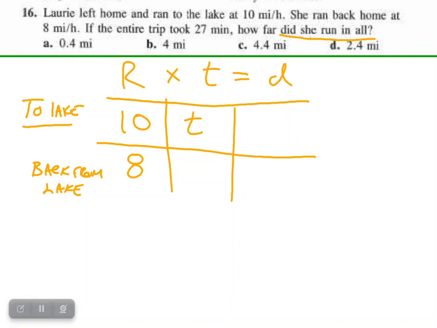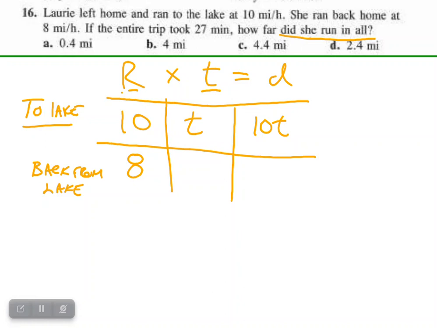All right, and do I know the distance that she traveled? 27. No, not 27. That's 27 minutes in total. Do I know the full distance? No, I don't know the full. But wait a second. Rate times time is equal to distance. 10t. All right. Now we're getting somewhere.